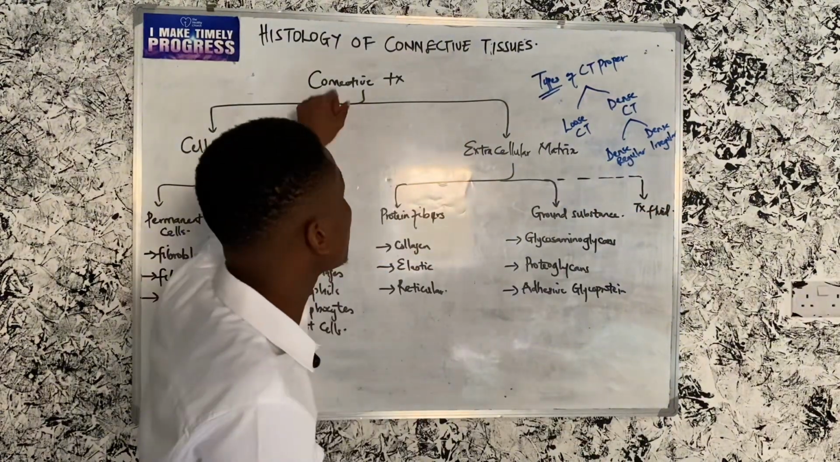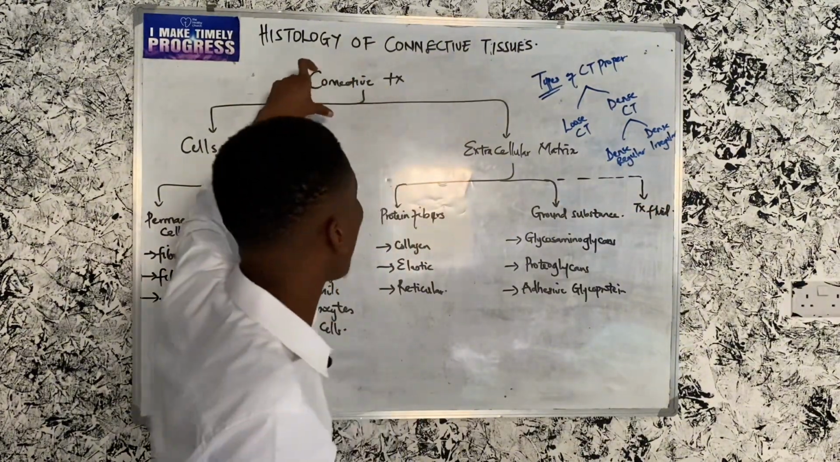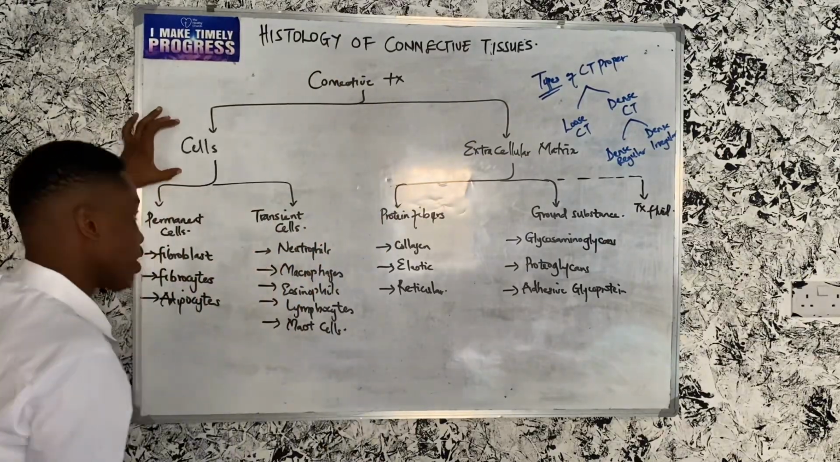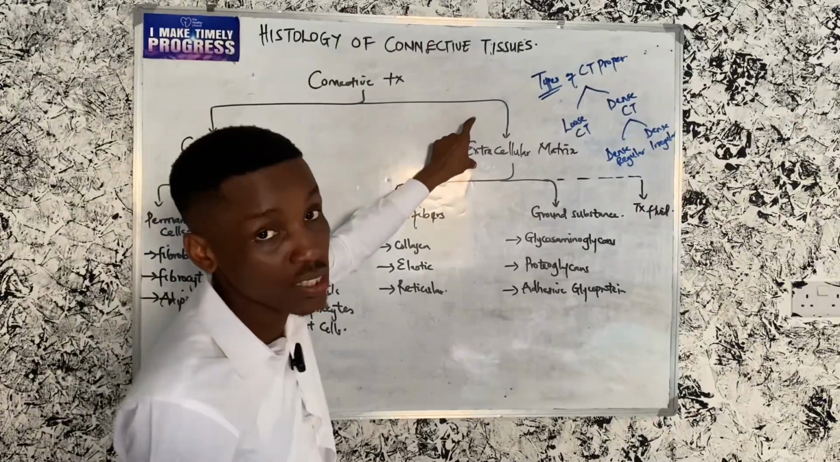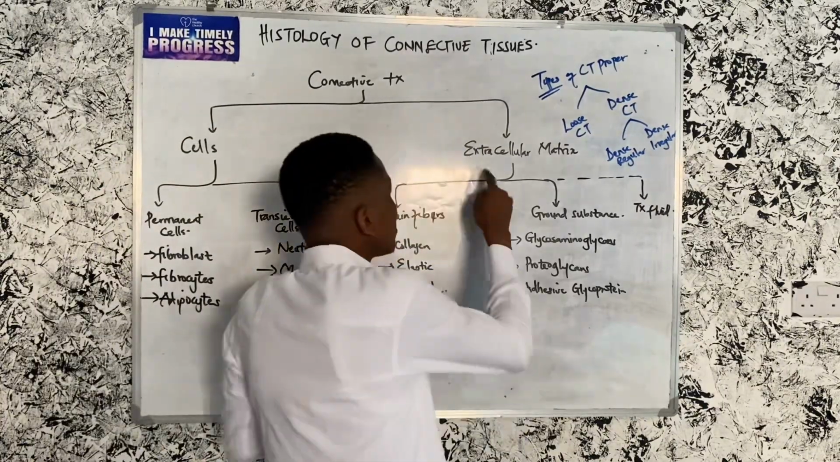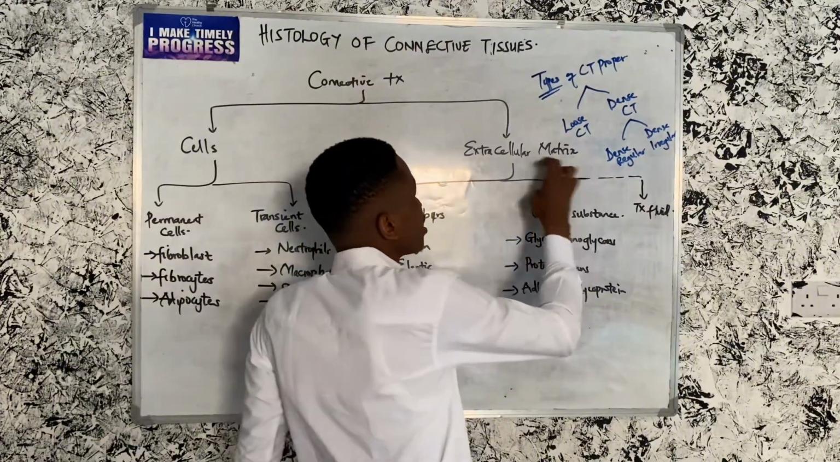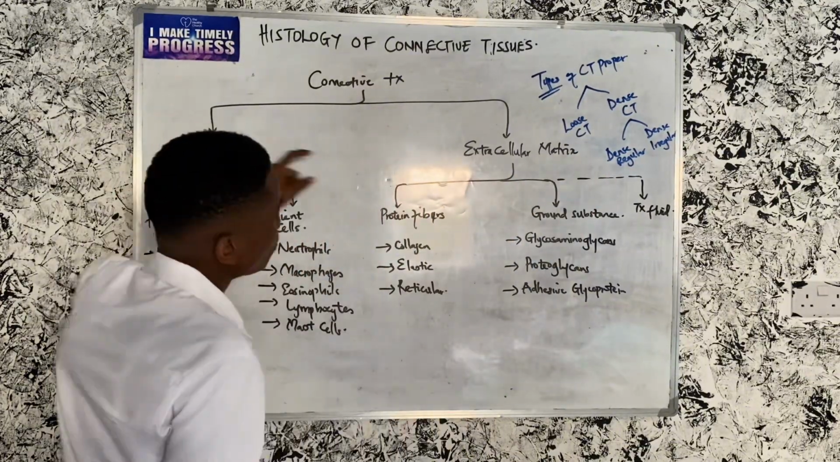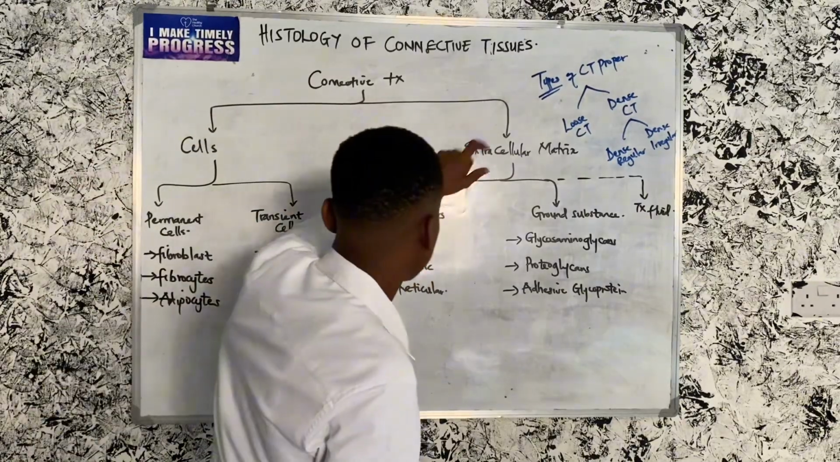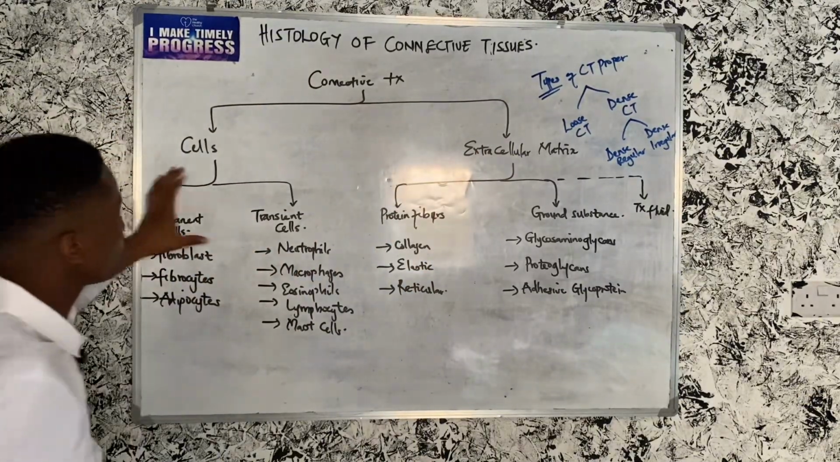Now, connective tissue, today I want to focus on how it is broken down. The main constituents of connective tissue are cells and the things outside the cells. That is the cells and extra, extra meaning outside: the extracellular matrix. It is the cells that will actually produce this. I'm going to come to that. Cells and extracellular matrix.